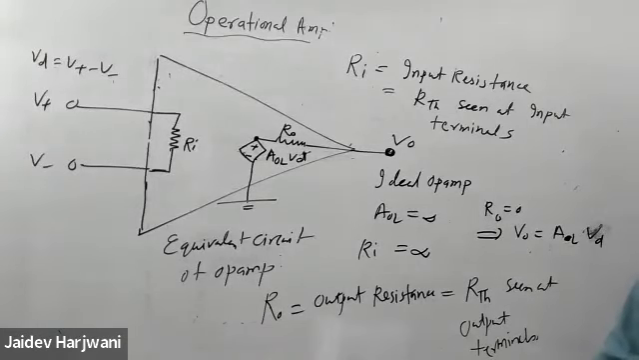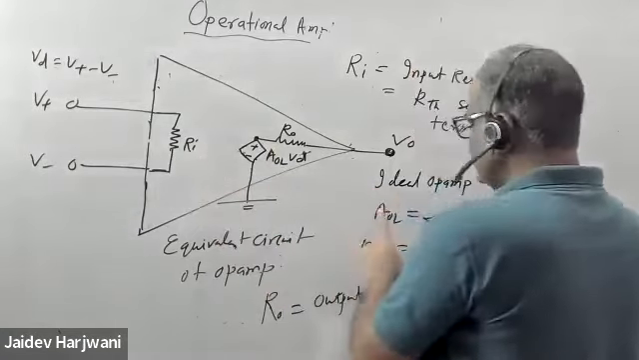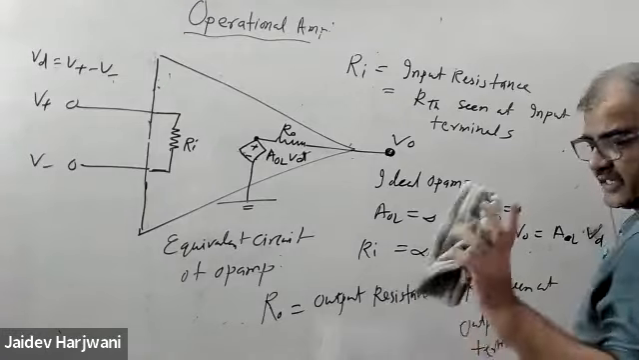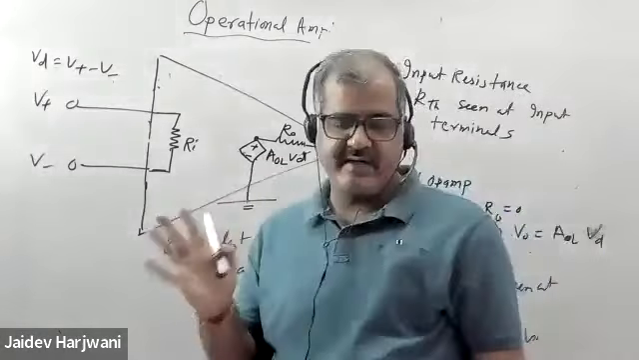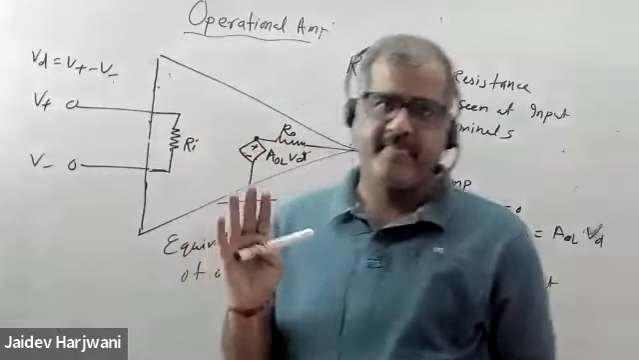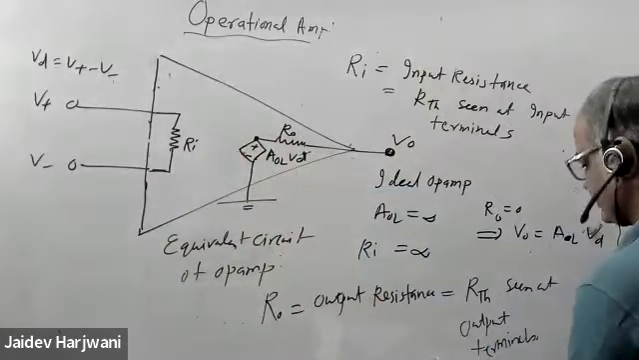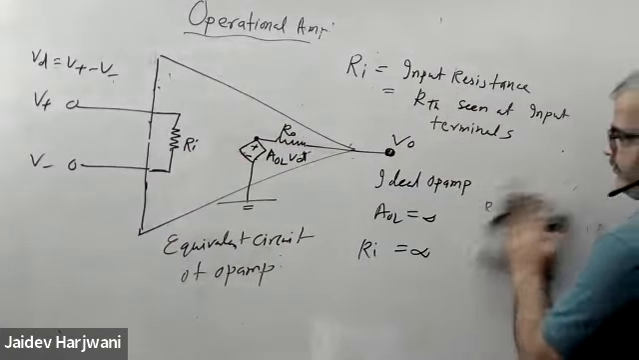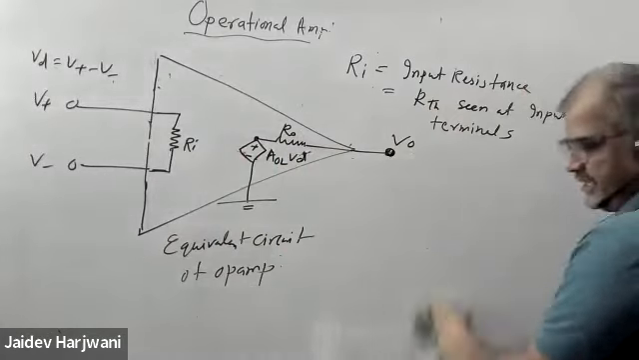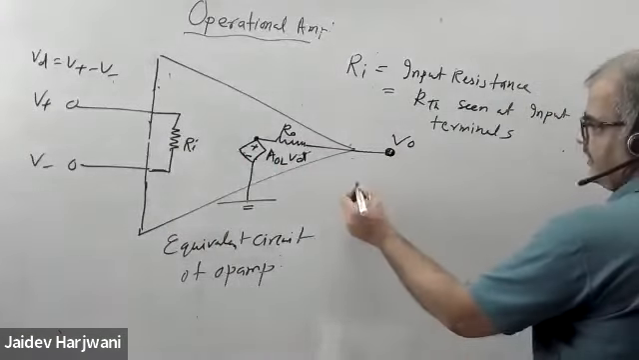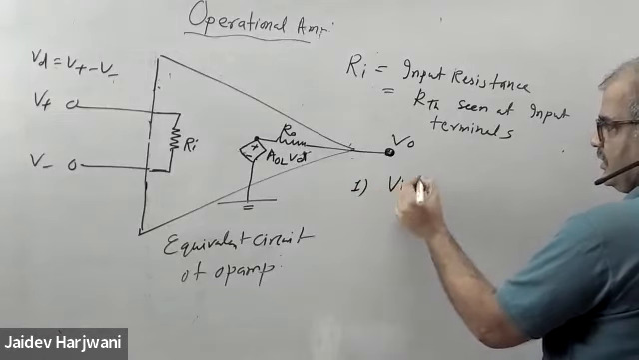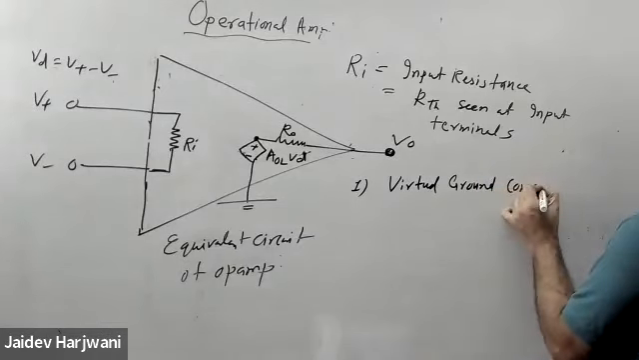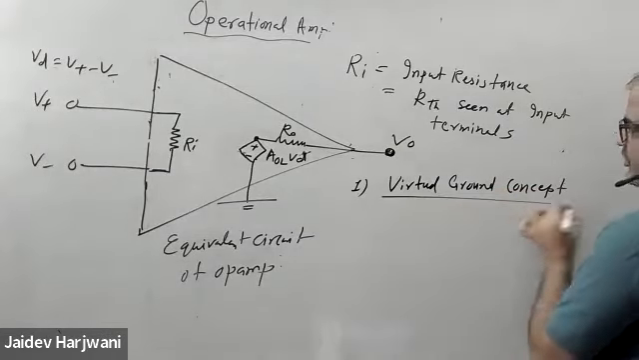Now, when I say this R is infinite or this gain is infinite, what are the consequences? What I'm telling you now is very important. If you remember these two properties, you can solve any problem with an op amp. So please listen carefully. The number one property is called the virtual ground concept. What is the virtual ground concept?